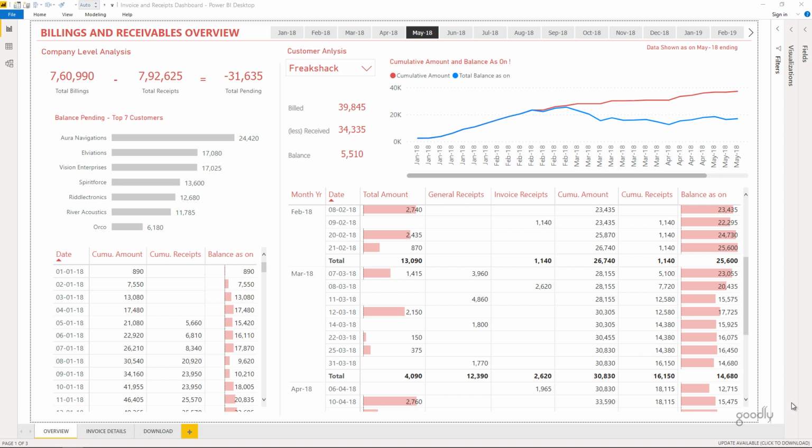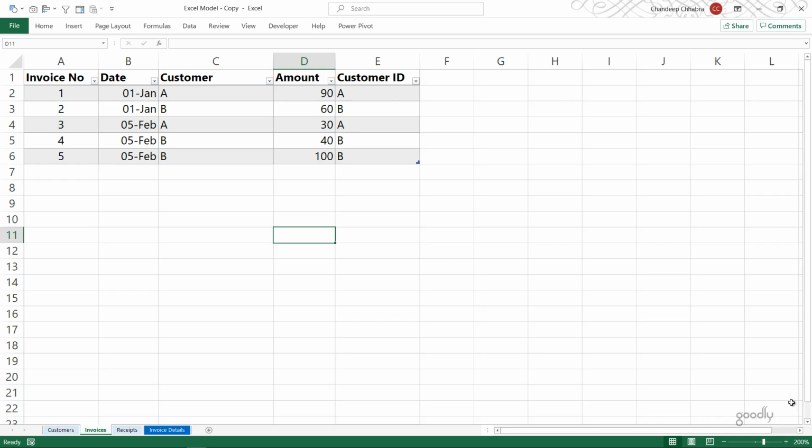Now I have the dashboard in front of me, but before I explain anything about the dashboard, I want to explain the logic of the dashboard as simply as I can. So I'll take you back to an Excel file, where I'll explain the logic real quick, and then we'll take a look at the features of the dashboard. We are in a very simple Excel file.